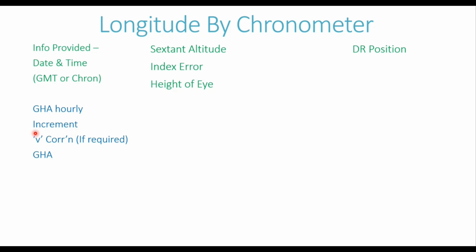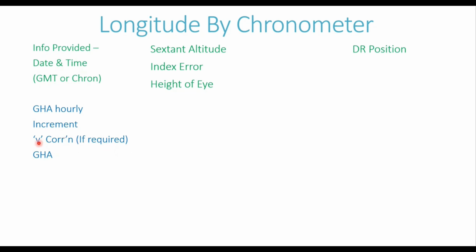And if the body requires a V correction, the planets and the moon, they both need the V correction also. So we can get the value of hourly V correction from the daily page, and we can get the increment from the increment table under that particular minute for which the GMT is given. So the V correction increment is also picked up if required for that particular celestial body.